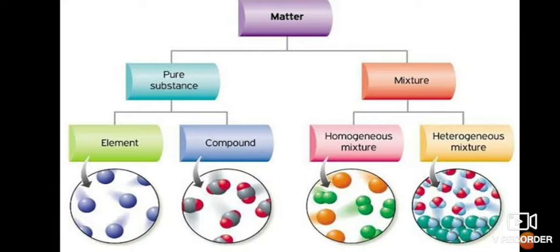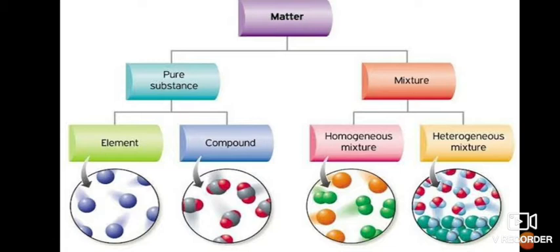Now, what is a mixture? A mixture contains two or more substances present in it in any ratio, which are called its components. A mixture can be classified into two categories: homogeneous mixture and heterogeneous mixture. What is a homogeneous mixture? In a homogeneous mixture, the components are completely mixed with each other and its composition is uniform throughout. For example, sugar solution, air.